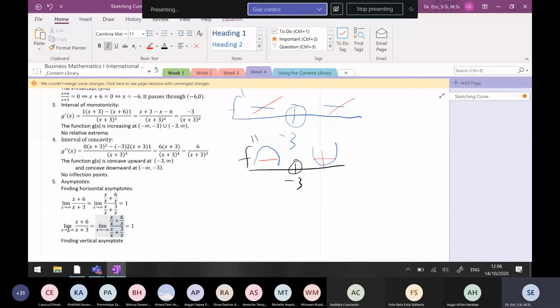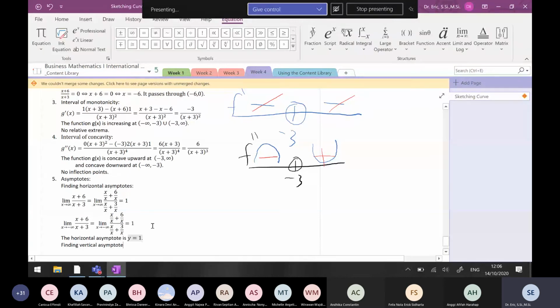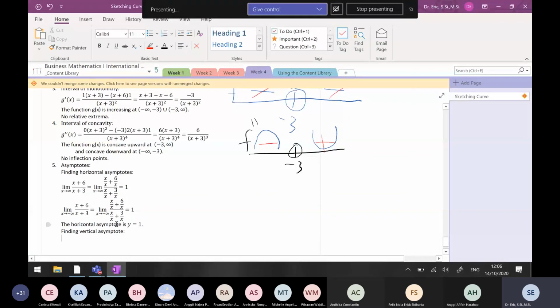So the horizontal asymptote is y equals what? 1. As you can guess, the vertical asymptote is x equals -3.